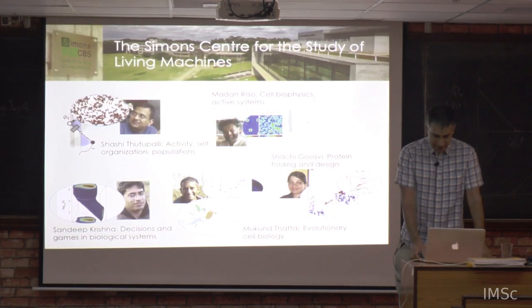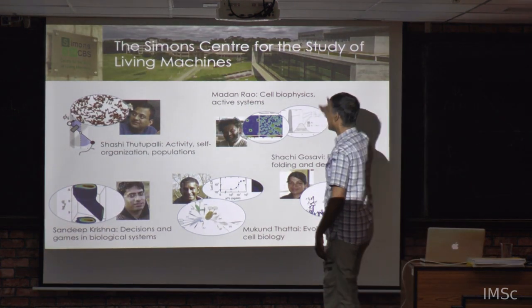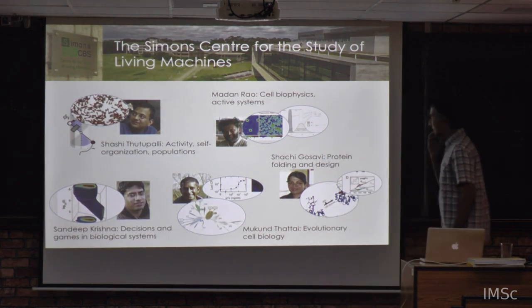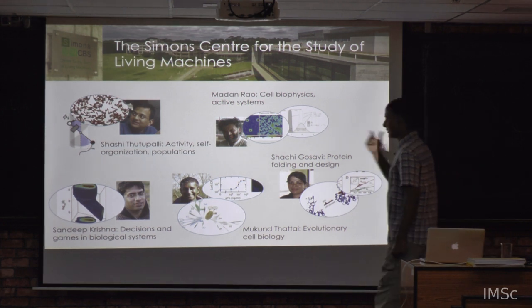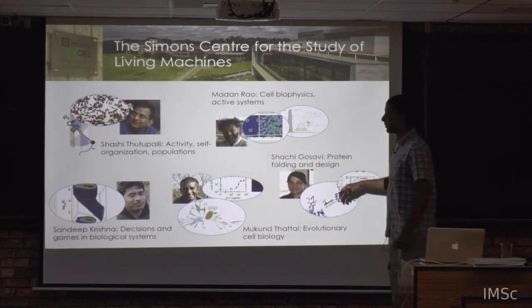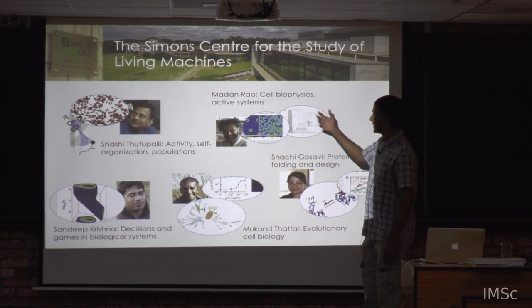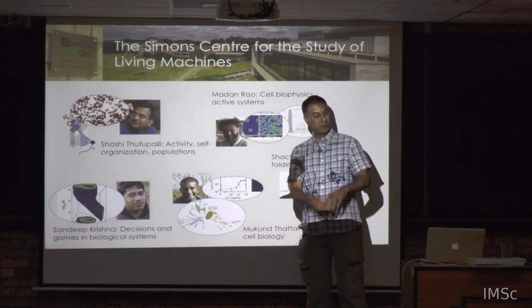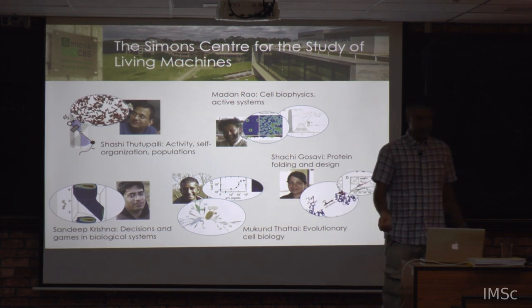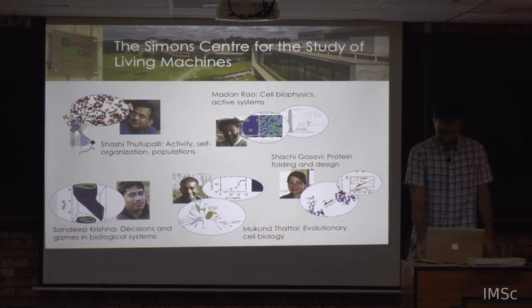So I'll leave with a little plug for the place where I work, right? So NCBS, we have a little group of people called the Simon Center, where we have Madan, Shashi, Sandeep, me, Shachi. We work on molecules, cells and cell populations, networks in my case. Madan works on biophysics of a cell, and Shashi builds experiments at the entire population level and for non-biological things.